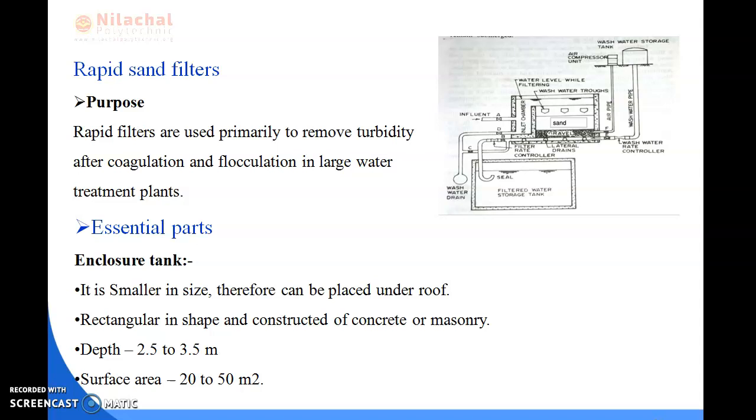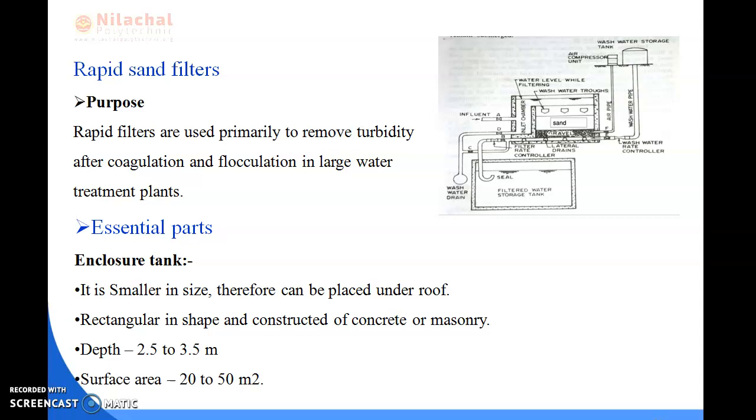So in the purpose of rapid sand filters, the rapid filters are used primarily to remove the turbidity after the coagulation and flocculation in the large water treatment plants. Okay, this is the rapid sand filter diagram, and we can say that this rapid sand filter is used to remove the turbidity after the coagulation and the flocculation in the large water treatment plants. Next we'll be reading about the essential parts. The slow sand filter's essential parts are the same as the rapid sand filter's essential parts.